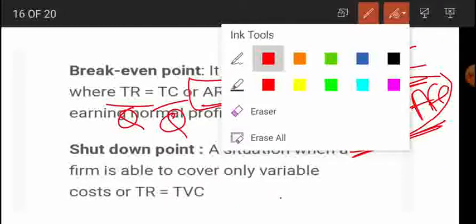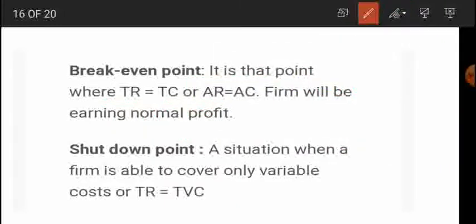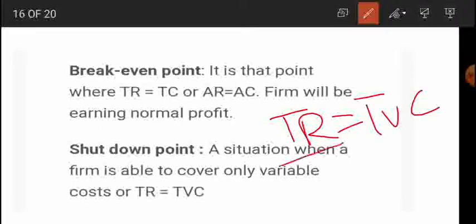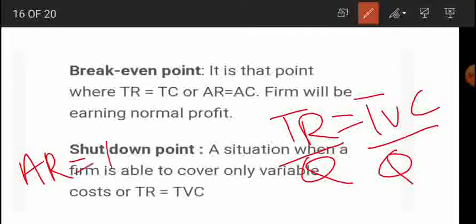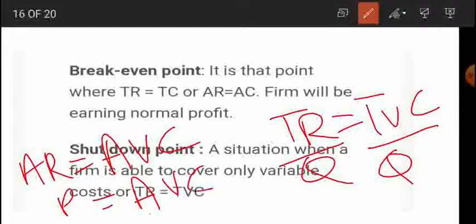अगर मैं यहाँ ये कहूँ कि during shutdown point, TR of the firm is equal to total variable cost. अगर मैं इनको Q से डिवाइड कर दूँ तो मेरा बन जाएगा AR is equal to AVC, that is P is equal to AVC. Means the firm is capable just to cover its variable cost. उसको अपनी फिक्स्ड कॉस्ट का नुकसान बियर करना पड़ रहा है. शॉर्ट पीरियड में फर्म के लिए ऐसी सिचुएशन अराइज हो जाती है कि वो अपना सारा कॉस्ट को कवर नहीं कर पाता. मतलब उसको फिक्स्ड कॉस्ट का नुकसान बियर करना पड़ रहा है.